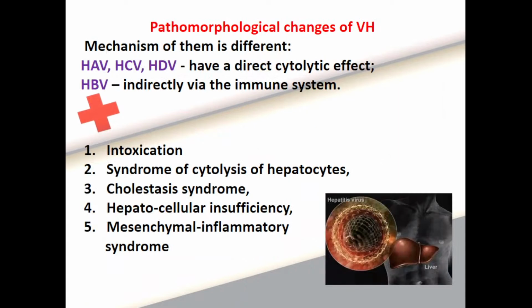Pathomorphological changes of viral hepatitis. The mechanism of them is different. In viral hepatitis A and C, there is a direct cytolytic effect, and in hepatitis B virus, it is indirect via the immune system. Other symptoms are the cytolytic effect plus intoxication. The syndromes are: intoxication, cytolysis of hepatocytes, cholestasis syndrome, hepatocellular insufficiency, and mesenchymal inflammatory syndrome.